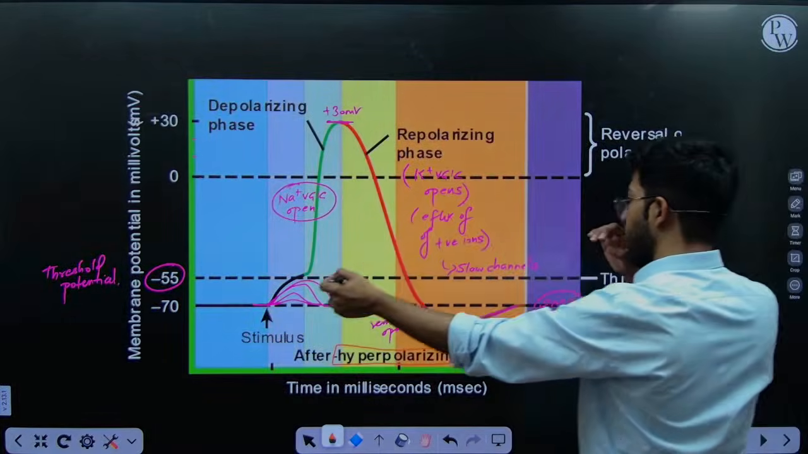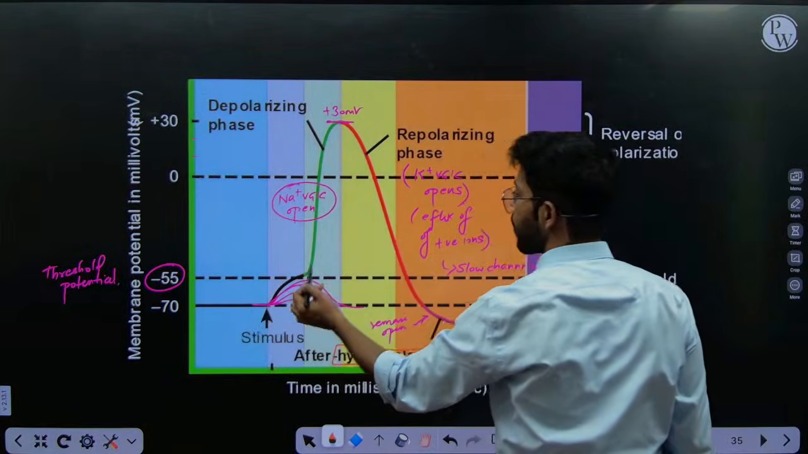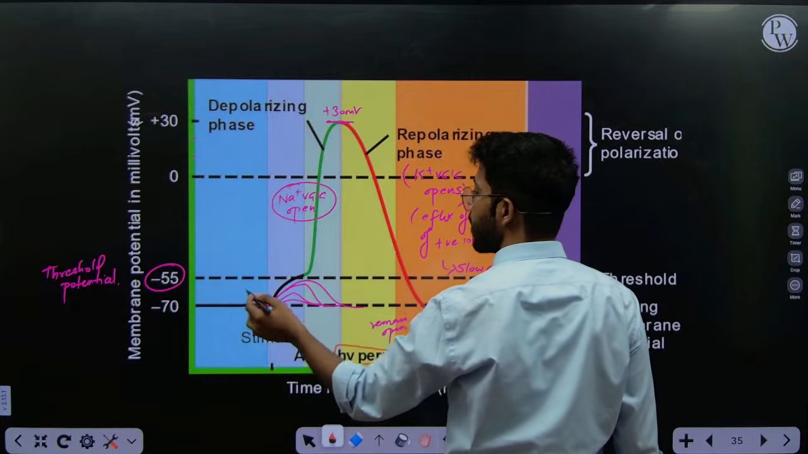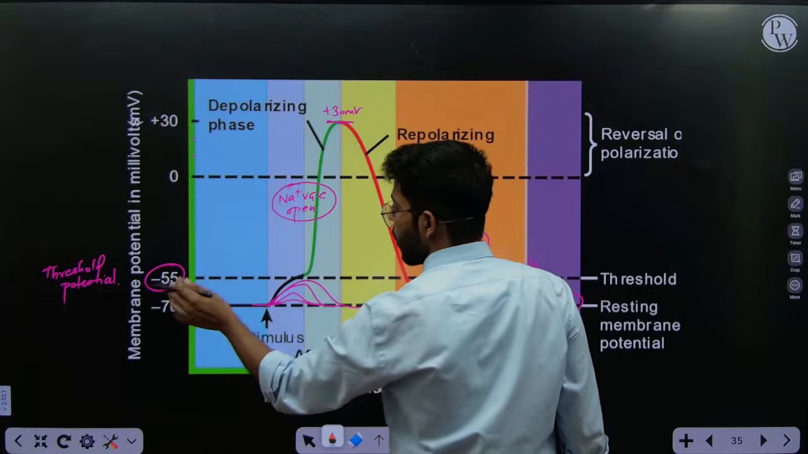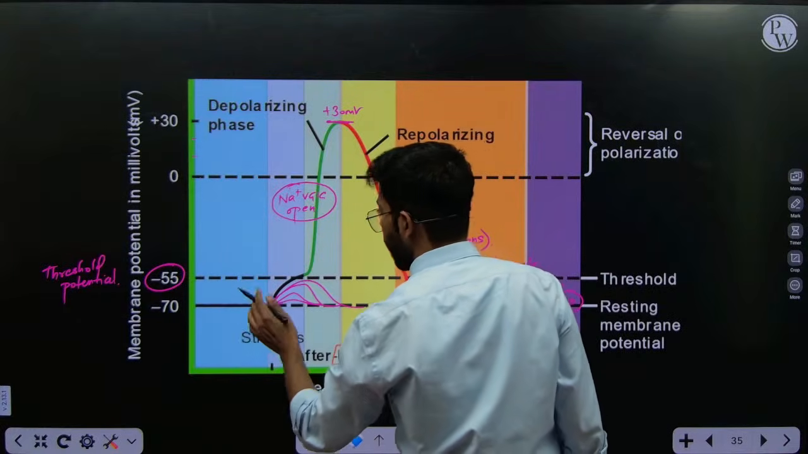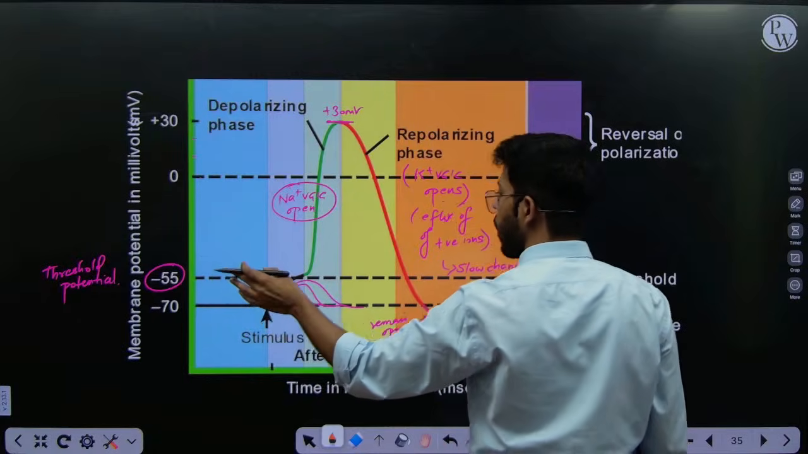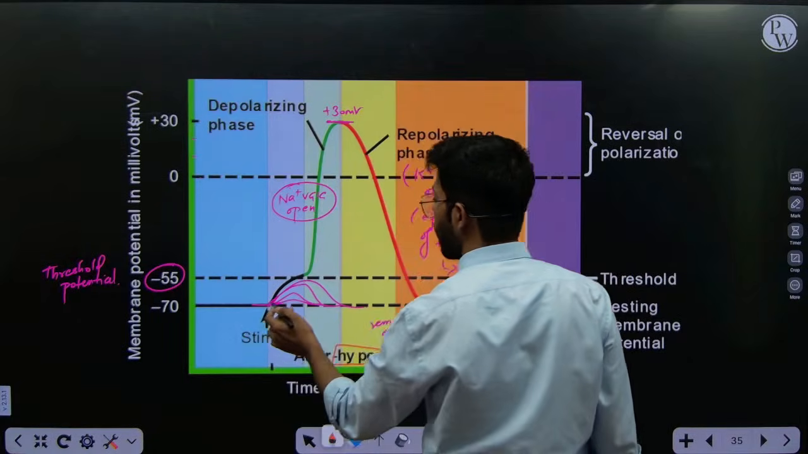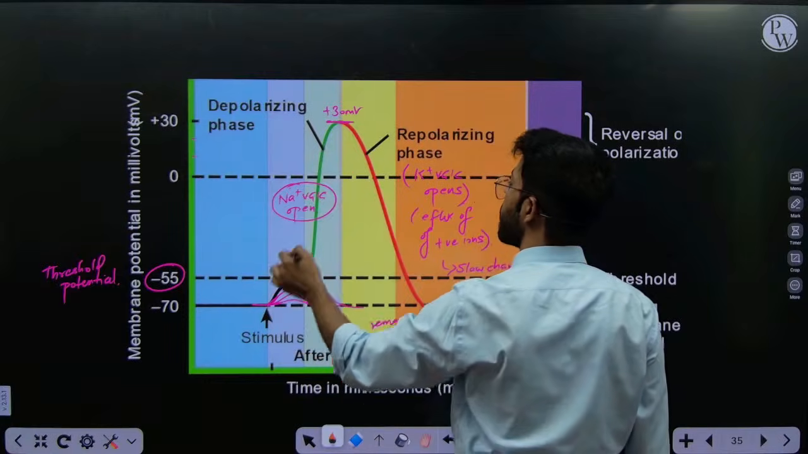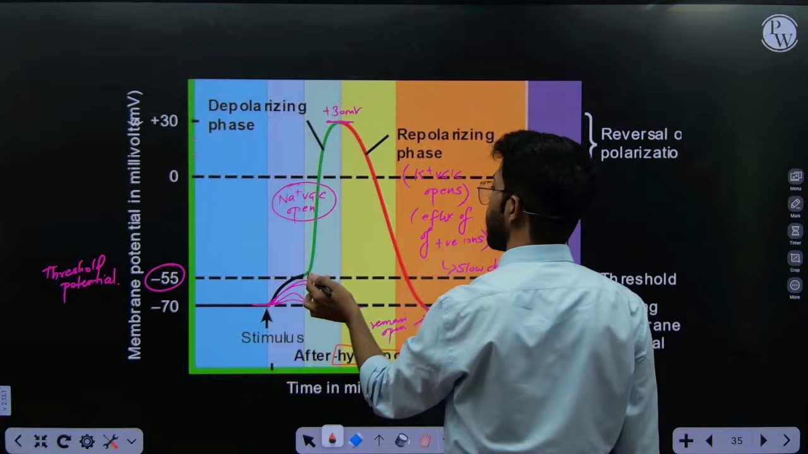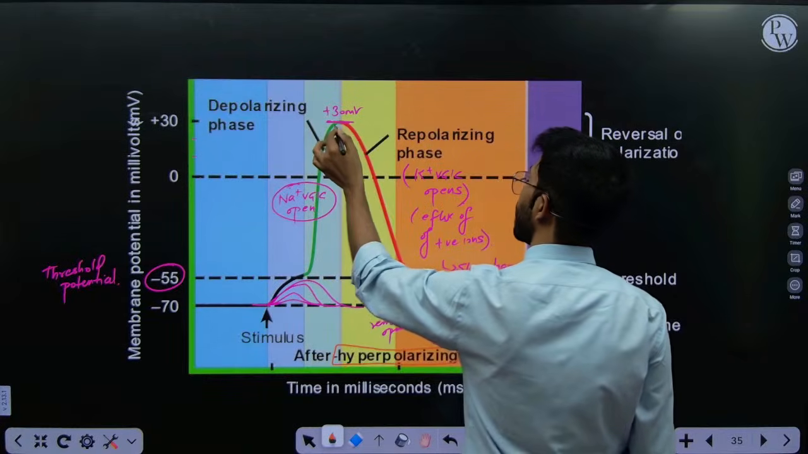This graph starts from minus 70 and reaches up to minus 55. This is the threshold potential. If the potential stays below minus 55, or there is no strong stimulus, then the action potential cannot be generated. But when it crosses this minus 55, there is an influx of sodium ions.